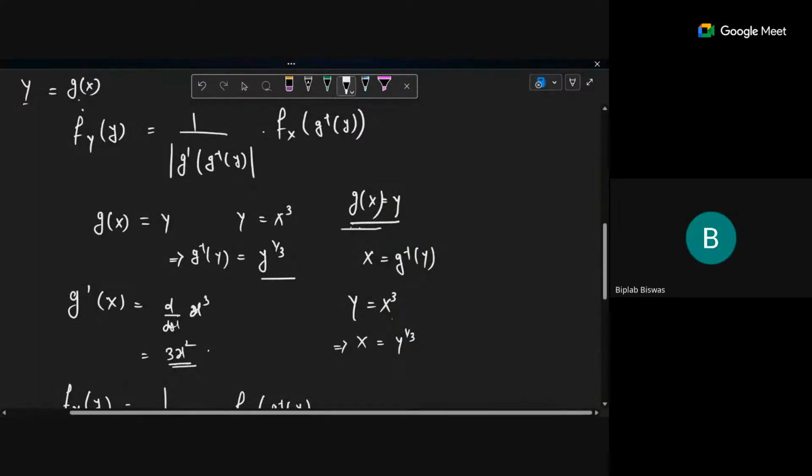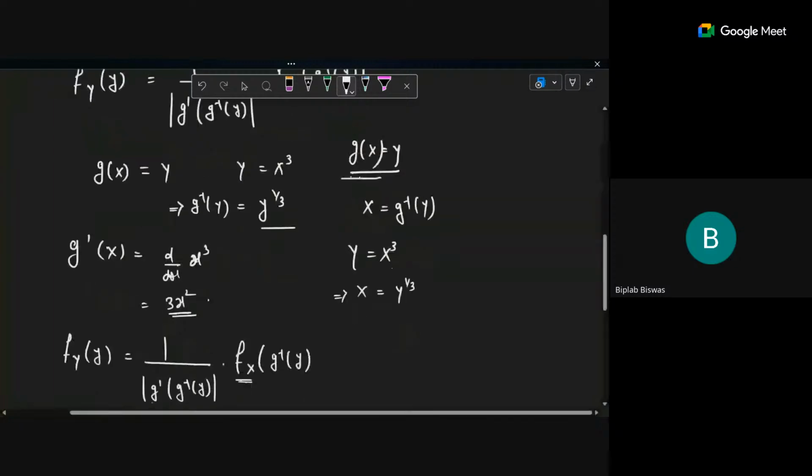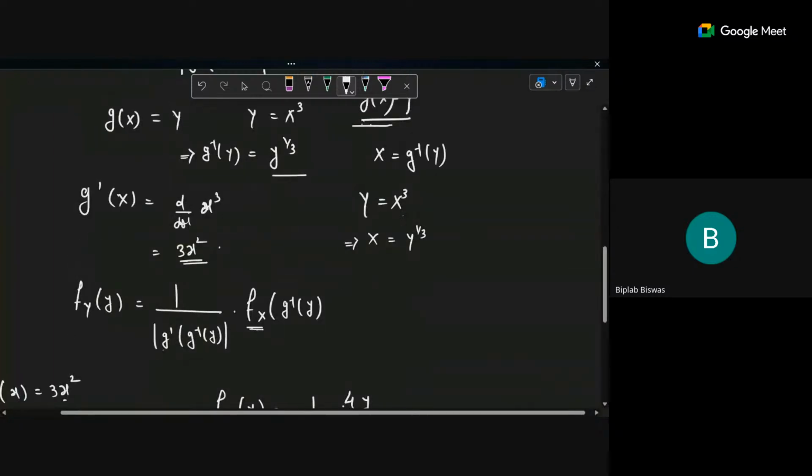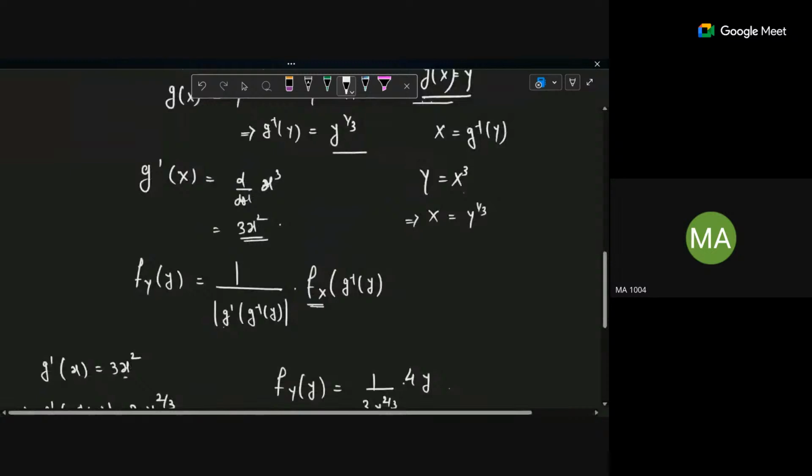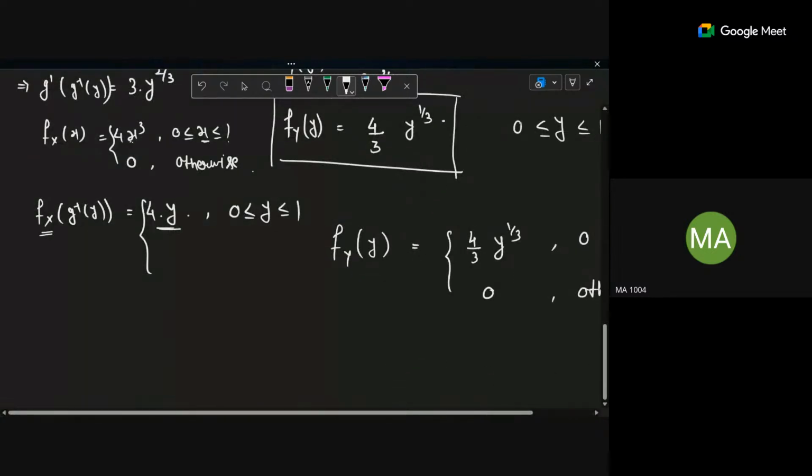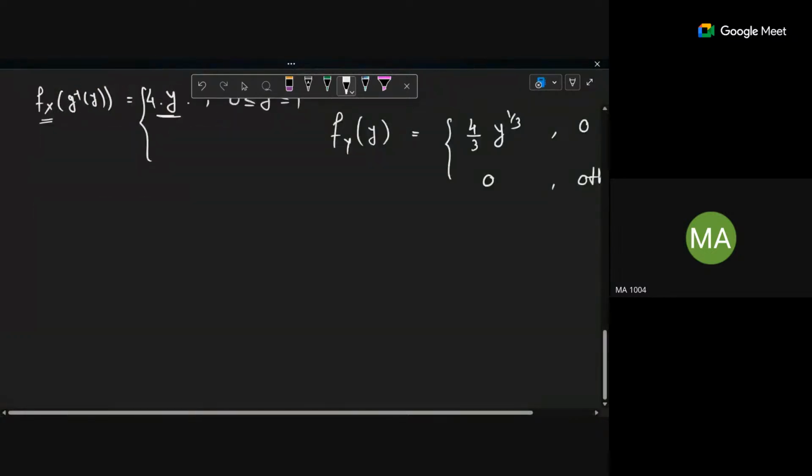And how to get the second value, the marginal, I mean f_X, what is given here is the PDF of x in terms of y. The second part, how did you get that f_X of g inverse of y? So just put your g inverse of y values in. See, what is g inverse of y? x is equal to g inverse of y, isn't it?